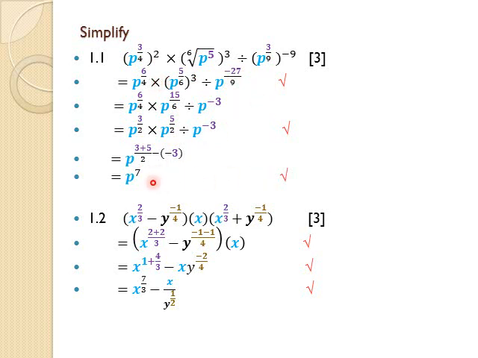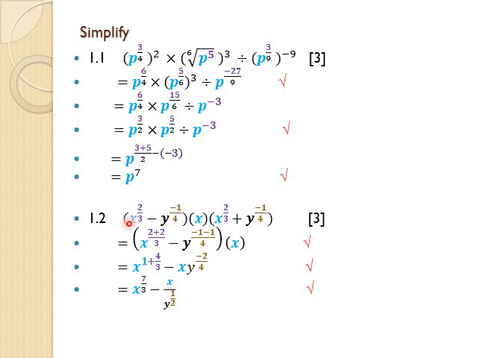Right, in 1.2 I have x to the 2 over 3 minus y to the negative a quarter, times x to the 2 over 3 plus y to the negative a quarter. So we assume you can see this bracket and that bracket as the same terms, but one is negative and the other one is positive. So first we're testing difference of two squares. So this x in the middle, I'm simply putting to the side, right?